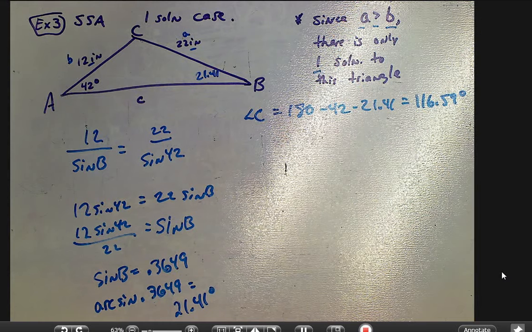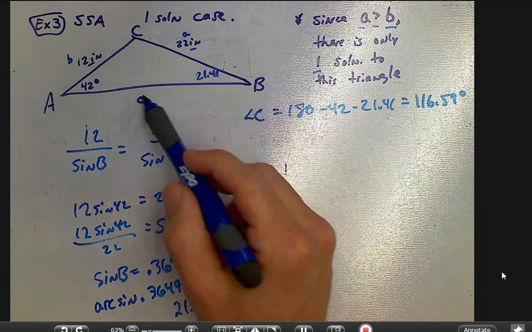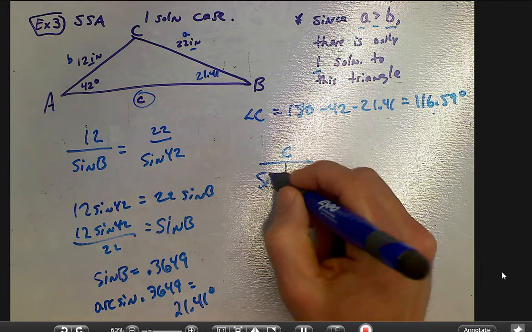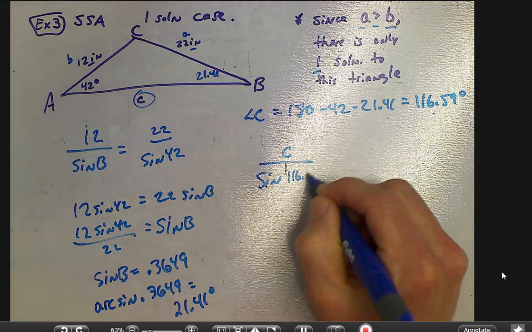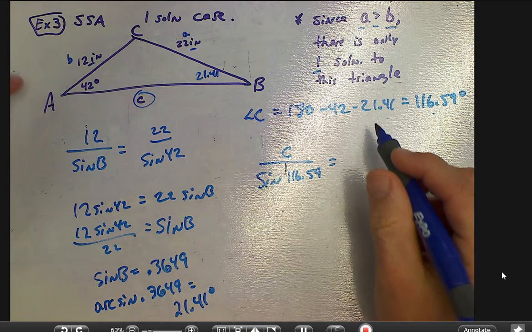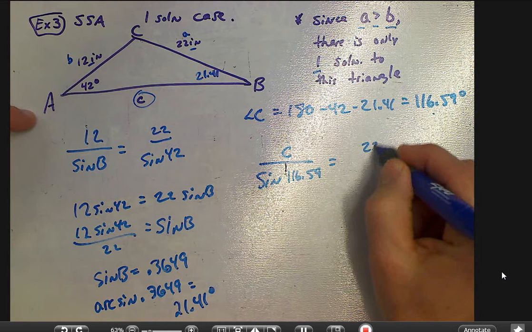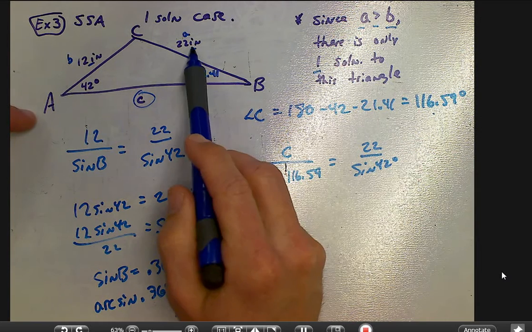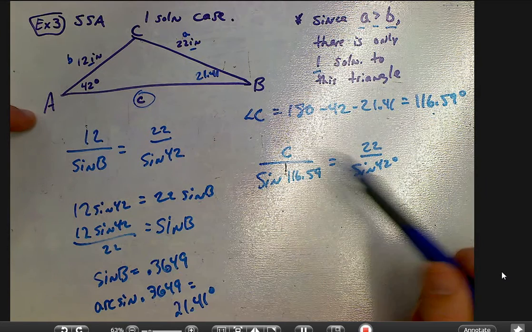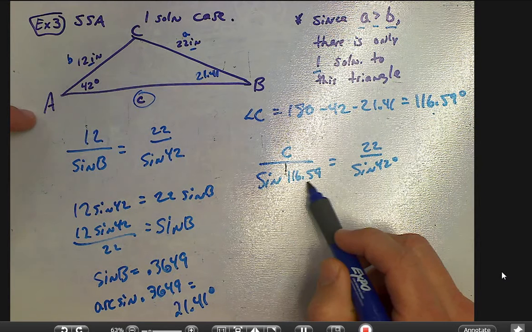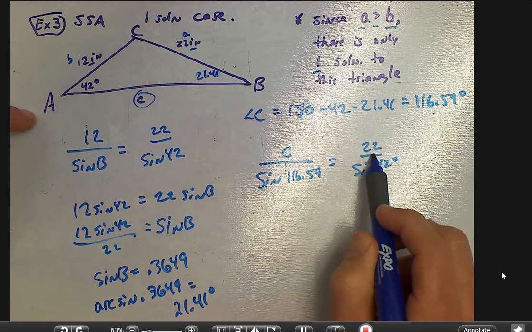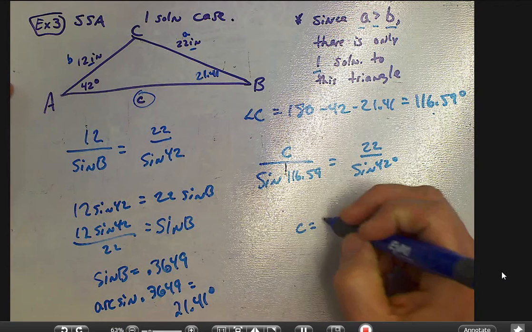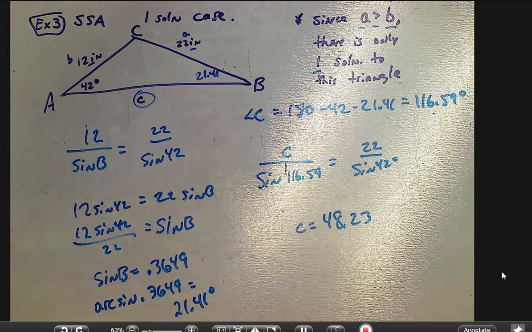Last thing to find is side C. And so side C over the sine of angle C, 116.59, equals, and I'd go back with side A here, 22 over the sine of 42 degrees, because side A is the 22, angle A is the 42. Sine of 116.59, enter, times 22, enter, divided by sine of 42, and you get side C to be about 48.23. And that's how you do example 3.